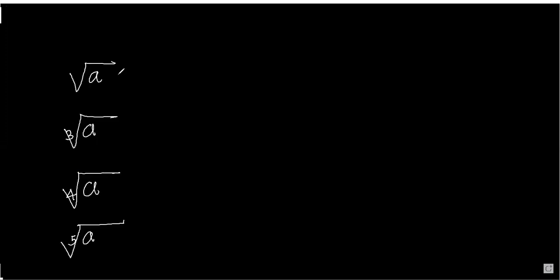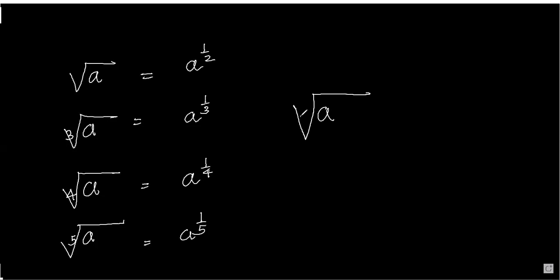If we write like this, when removing the square root sign, we can write here a to the power half. This one we can write a to the power 1/3. This one then a to the power 1/4. This one a to the power 1/5. It means from all this you came to know that the nth root of a equals a to the power 1 over n.